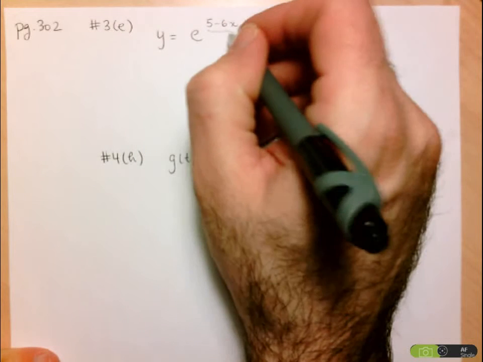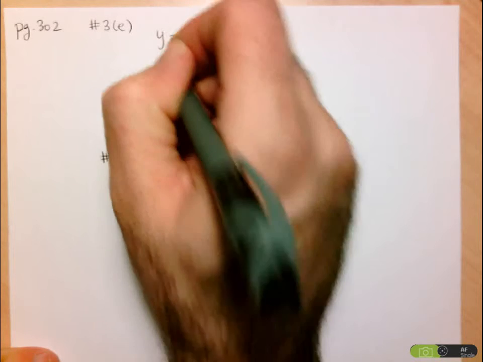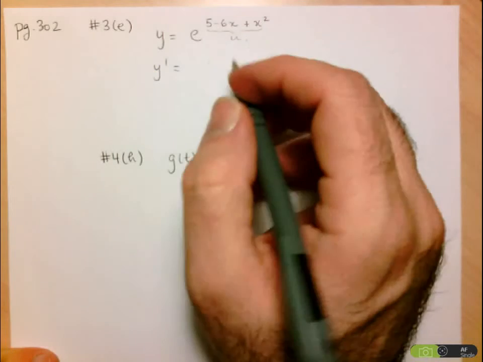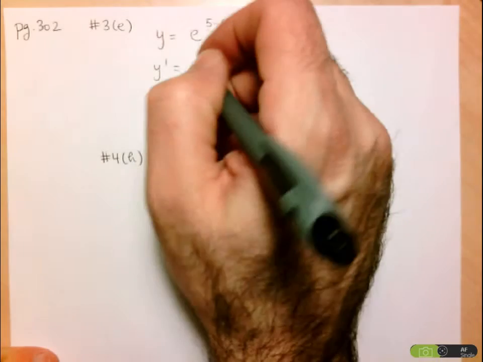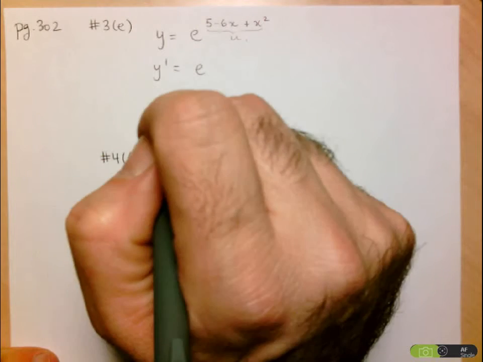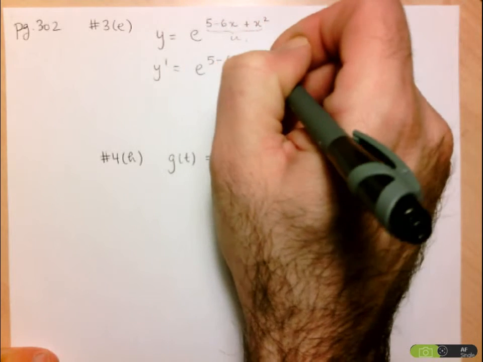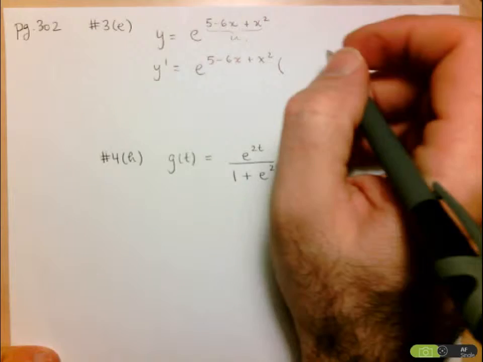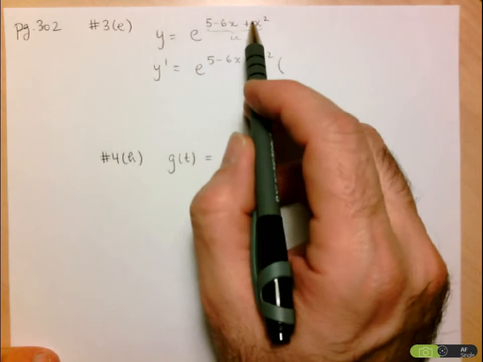Okay, so again, think of this as being your intermediary u variable. If I want to find the derivative of y with respect to x, first I have to take the derivative of e to the u with respect to u, which of course we know is just e to the u. So e to the 5 minus 6x plus x squared. And then we have to multiply that by the derivative of u with respect to x. So the derivative of this polynomial.